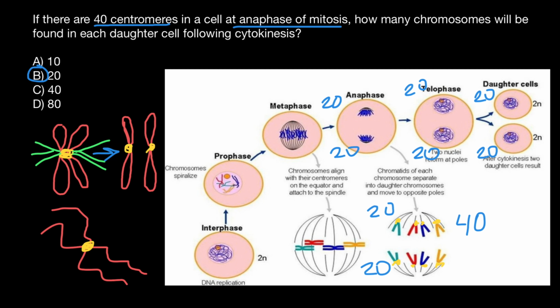And by the way, how many centromeres can we find in the metaphase? I hope now you know that we can find 20. 20 here and 20 here. So don't be confused: 20 in interphase, 20 in prophase, 20 in metaphase, 40 in anaphase, 40 in telophase, and 20 in daughter cells.